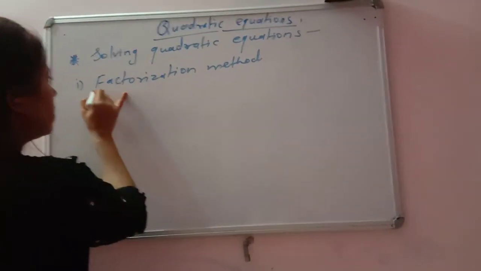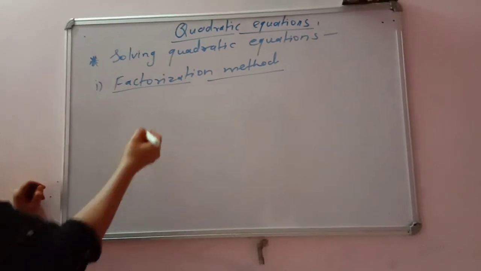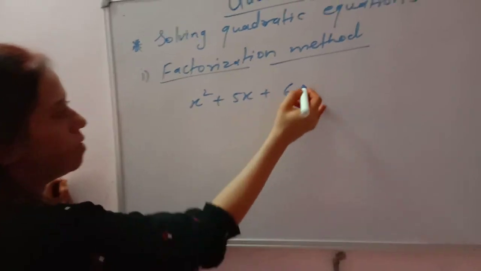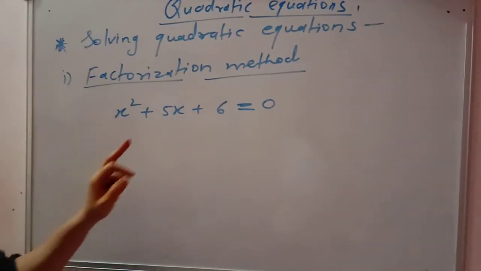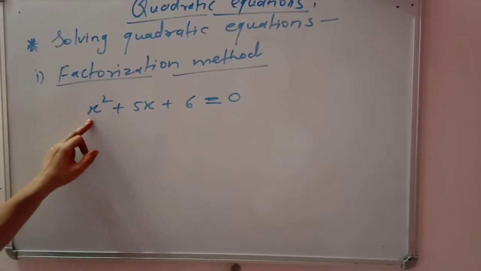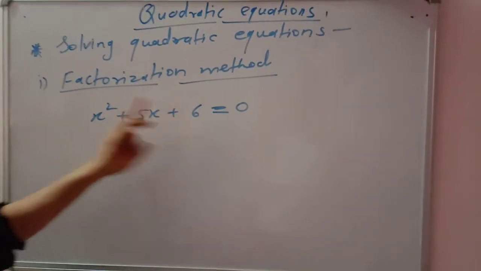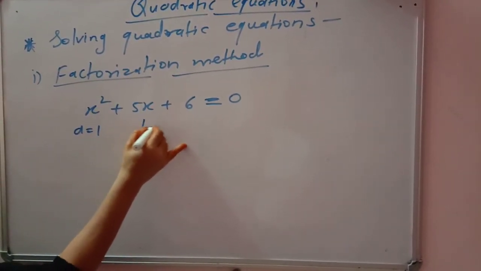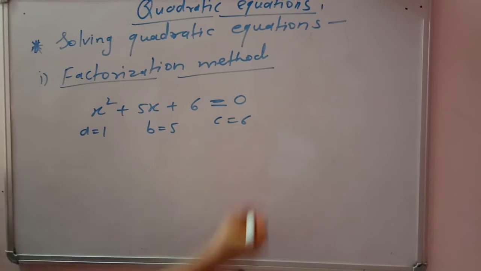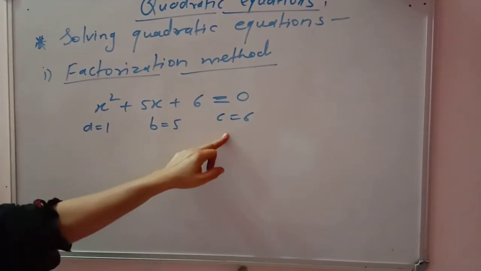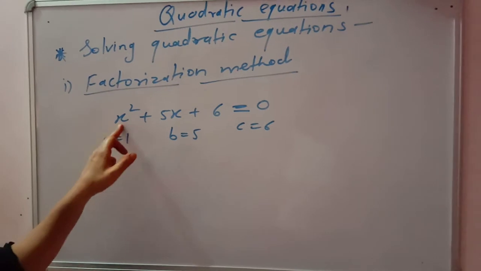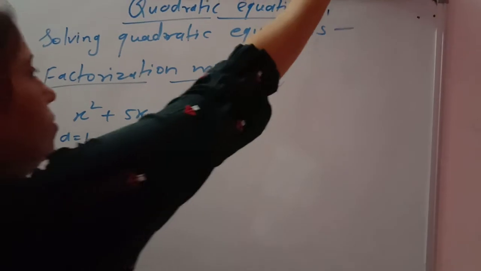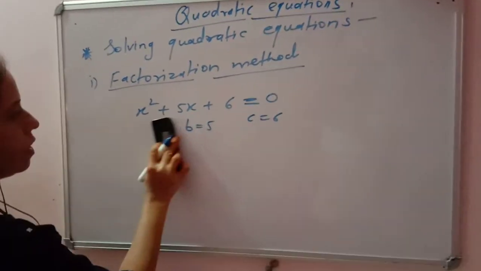We will take a simple example for this, that is x square plus 5x plus 6 equal to 0. Now it is a quadratic equation because a, b, c are all real numbers, and a is not equal to 0. What is the value of a here? 1. What is the value of b here? 5. And what is the value of c? 6. A, b, c are real numbers, a is not equal to 0, and only one variable is there. Therefore this is a quadratic equation first, and we have to factorize it.